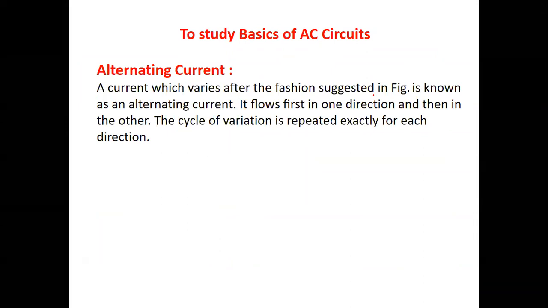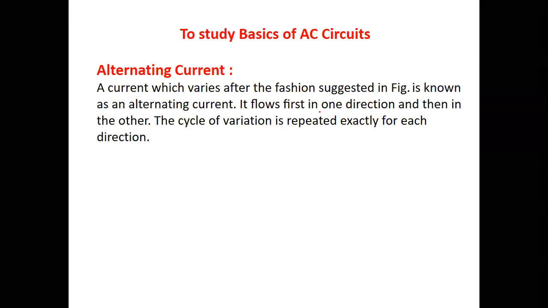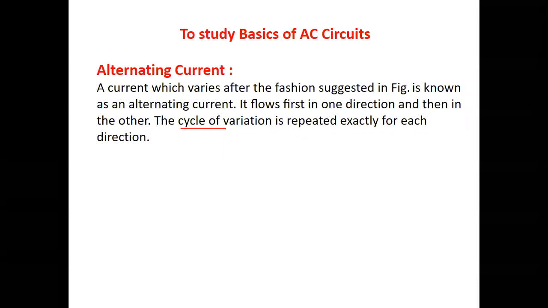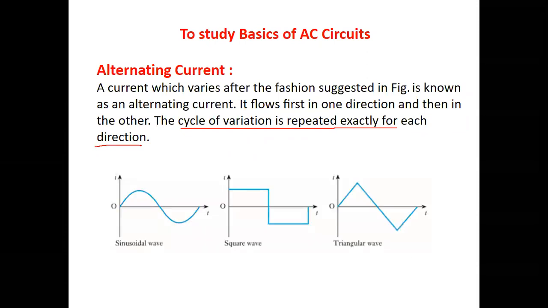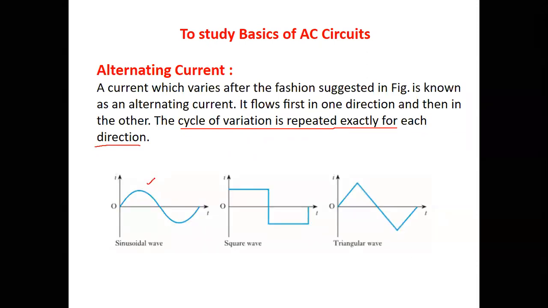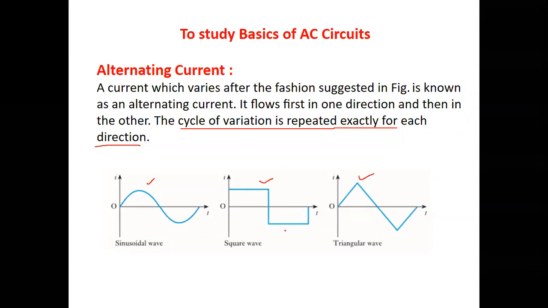An alternating current is the one whose direction and magnitude are changing with respect to time, and the cycle of variation is repeated exactly in each and every direction. So we can generate a sinusoidal waveform using our generator. We can also generate square waves, or triangular waves. So any shape can be generated.